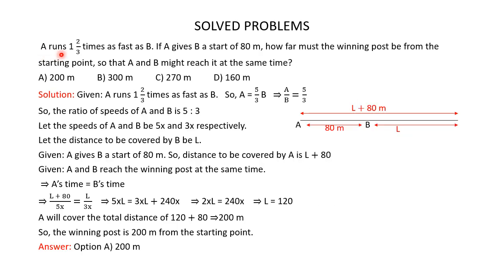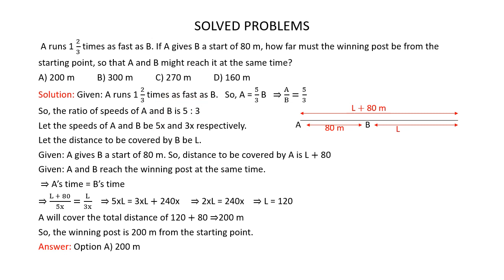A runs 1 2 by 3 times as fast as B. If A gives B a start of 80 meters, how far must the winning post be from the starting point so that A and B might reach it at the same time? You are given 4 options here and to find out which of these options is the correct one. Now it's given that A runs 1 2 by 3 times as fast as B.